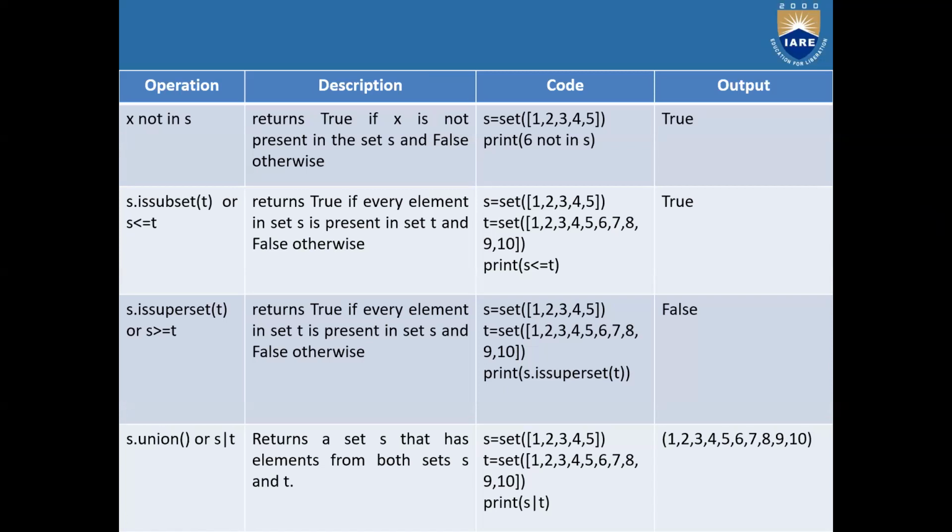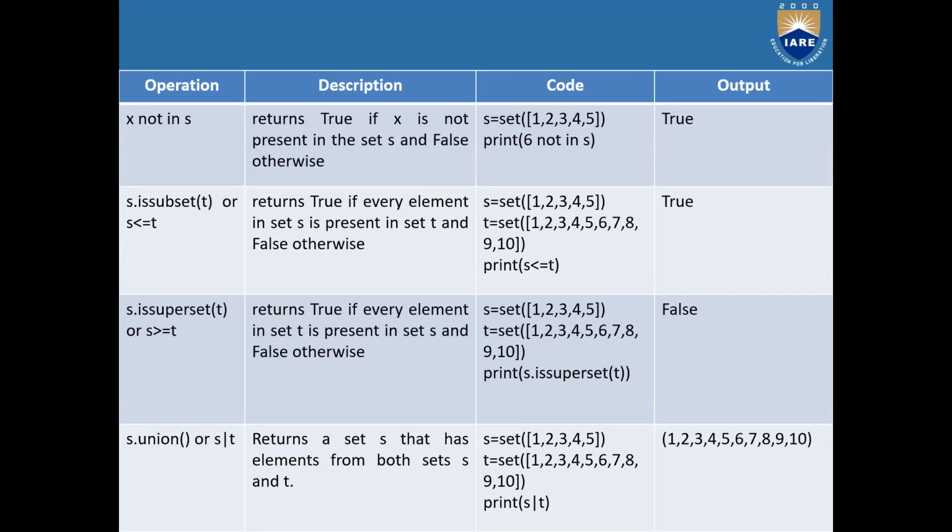Whenever you are trying this operation, you can give that particular set name with is subset, or you can give in this manner. Here I am considering two sets, right? S and T. If I want to perform is subset on these two particular sets, you can either use S dot is subset of T or S is less than or equal to T. By using it, it returns true if every element in set S is present in set T.